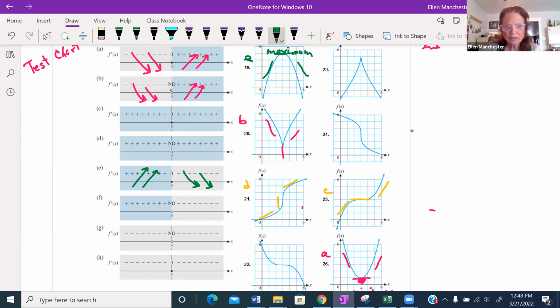And then F, which one do you think is going to be F? So remember, ND is undefined or a vertical slope. So it goes up, hits a vertical, and then down.